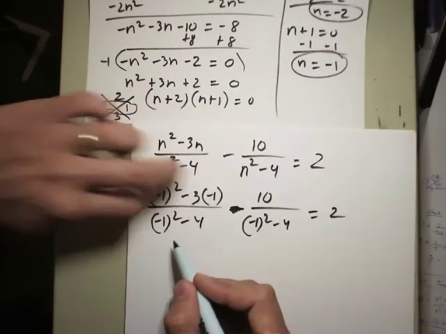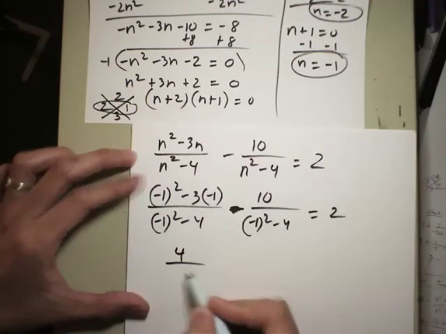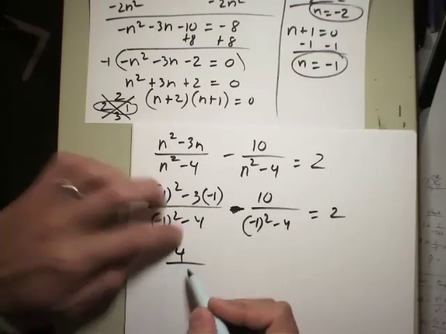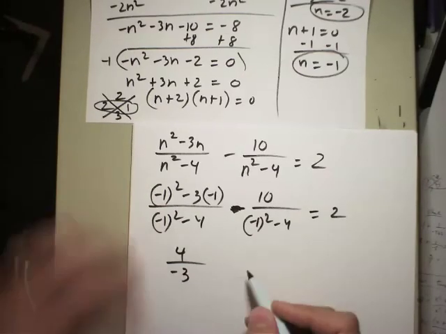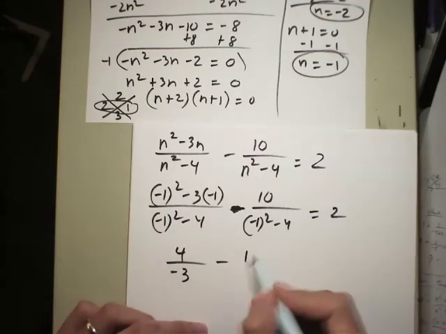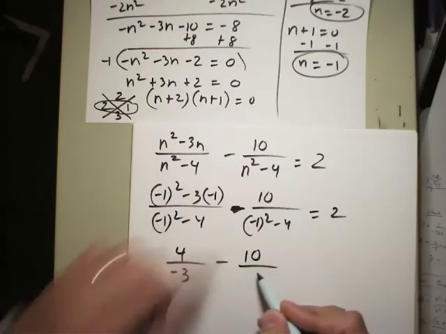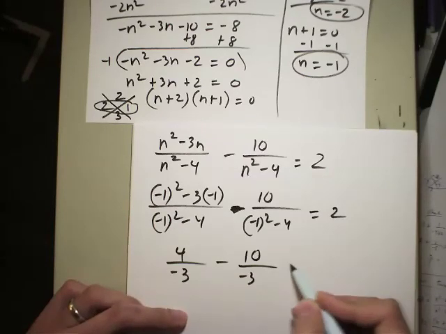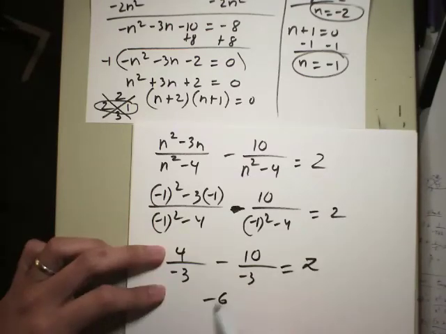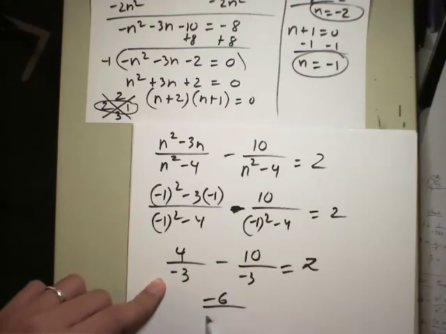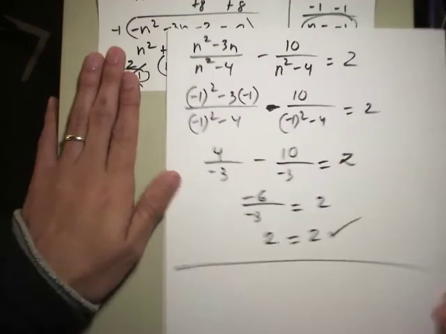This is a negative times a negative, so that's positive, so that's 4 on top. The bottom becomes 1 minus 4, which is negative 3. This becomes negative 10 over negative 3, and as you can see, 4 minus 10 is negative 6. We do have the same denominator, as you can see. And indeed, you do have 2 equals 2. Now, that is a solution. Let's try negative 2 to see if it works.